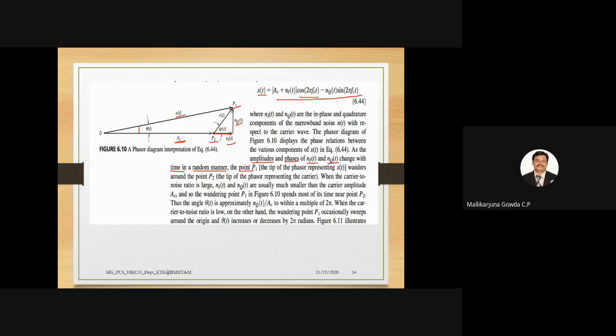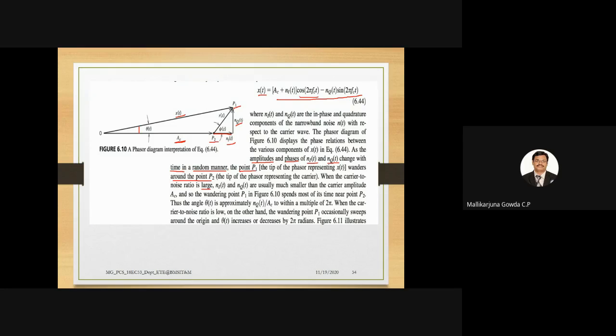I'm saying here, the point P1 is this one, that is the tip of the phasor representing x of t, and P2 is the tip of the phasor representing the carrier. So whenever the amplitude and phase of the in-phase and quadrature component change with time randomly, the point P1 wanders around the point P2. Hope you understand this. When the amplitude decreases, point P1 will be nearer to the point P2. That happens when the carrier to noise ratio is large.